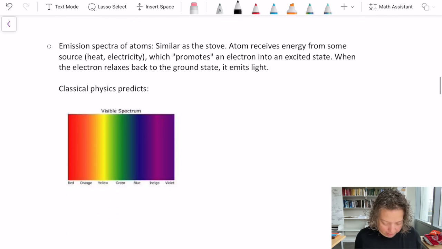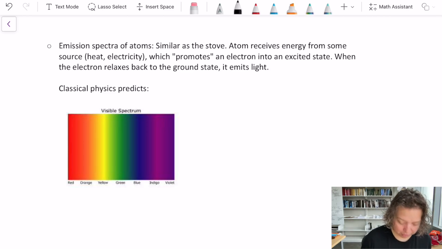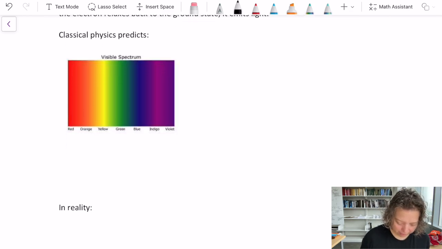Another one is the emission spectrum of atoms. This is similar to the stove. So an atom receives energy from some source, that may be heat, that may be light, that excites an electron. So an electron gets promoted from its ground state to an excited state. And then when the electron relaxes back, it emits light. Classical physics predicts that, in fact, let me go back here and do this.